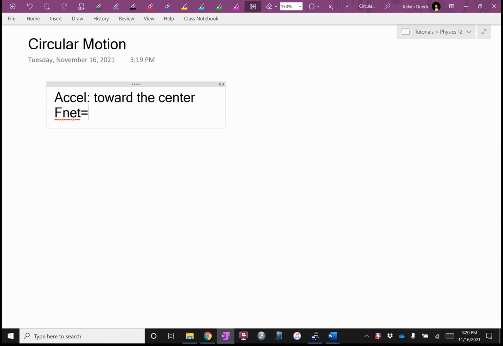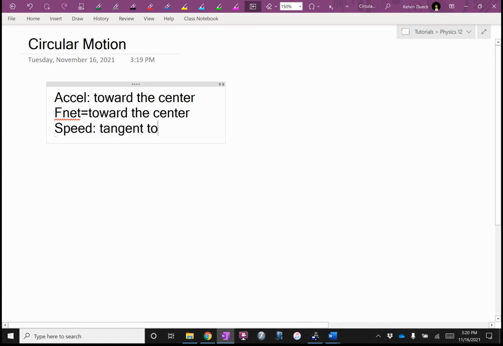No. What direction is your acceleration? Toward the center. So what direction is your net force? Because that's the winner minus loser equals MA. That's the MA part, toward the center. What direction is your speed? The fancy phrase is tangent to the radius, perpendicular to the radius.